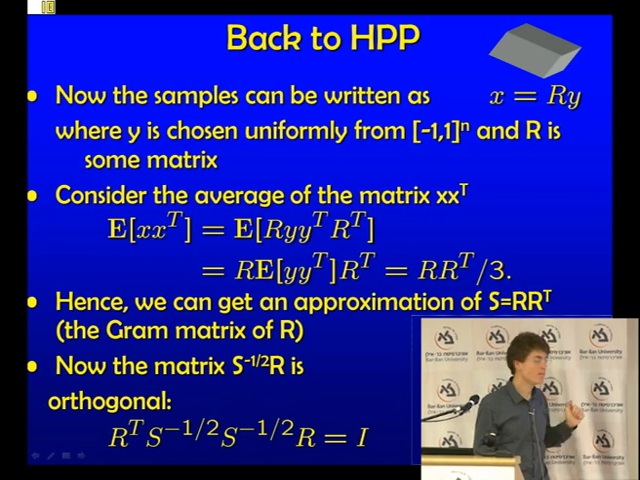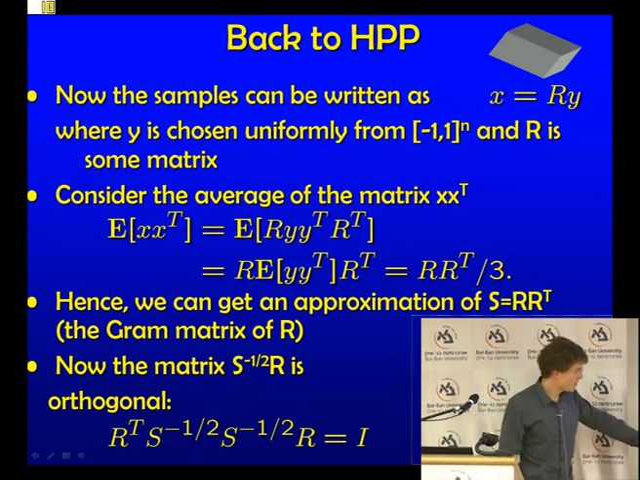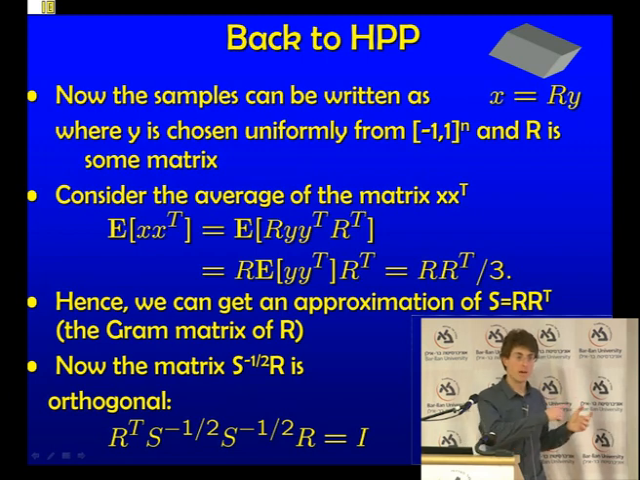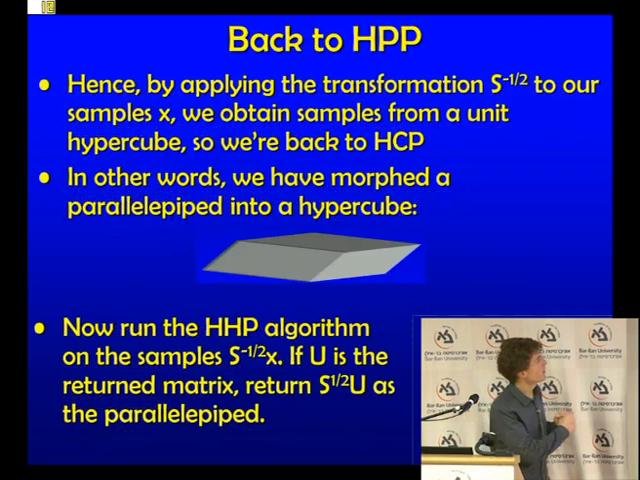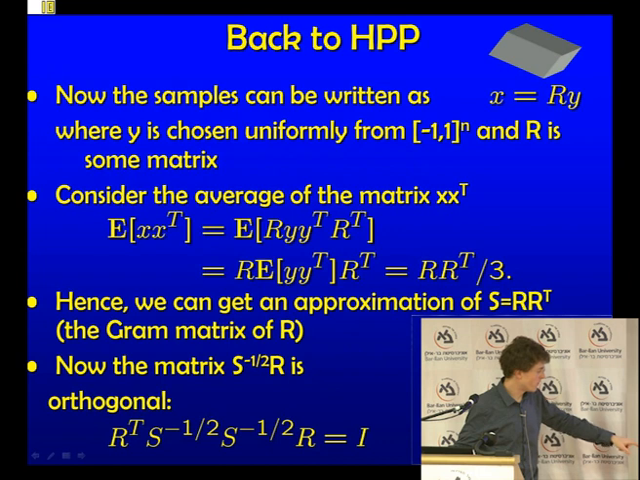Why is that useful? Because this tells us that applying the matrix, square root of S inverse, does the following thing. And this is the main idea. If we apply the transformation S inverse square root, what we're essentially doing is taking the parallelepiped and shrinking it back to a cube. The cube is not going to be axis aligned, but at least it's going to be a cube. And again, the reason this works is because S to the minus half times R is orthogonal.